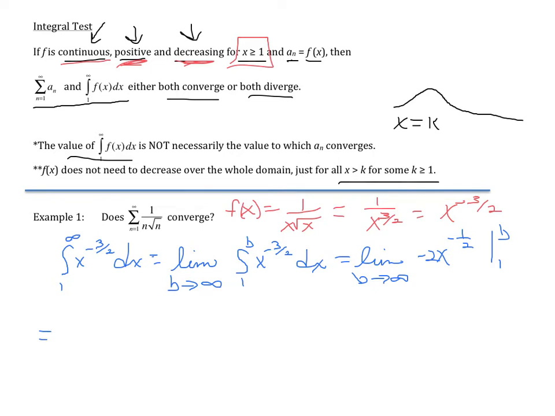And so that's just going to be the limit as b goes to infinity of negative 2 over the square root of b minus negative 2 over the square root of 1. And that is going to equal, the first term is going to go to 0, so it would be 0 minus negative 2, which is 2. And as I said before, be careful, this 2 does not mean that the series converges to 2, it just is telling us that it converges.